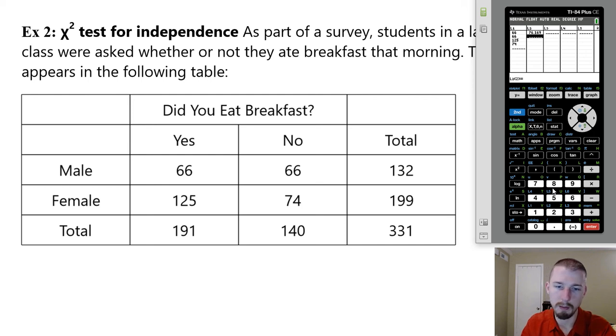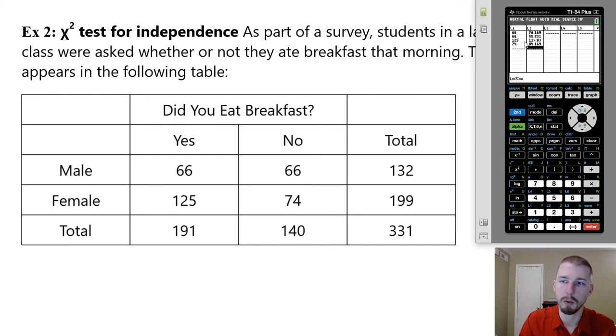I'm going to do the same thing here. This was male no, so that's going to be equal to 132 times 140 divided by 331. Then this is female yes, so that's going to be equal to 191 times 199 divided by 331. And female no is going to be 140 times 199 divided by 331. You might notice some patterns there. All of those expected values together, if we add them up, should be the same as what we had here.